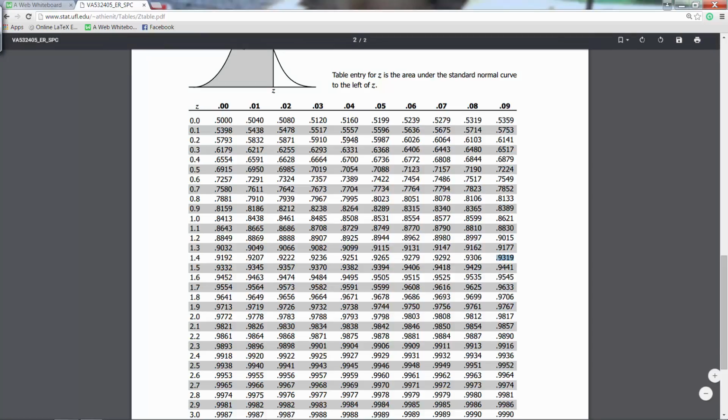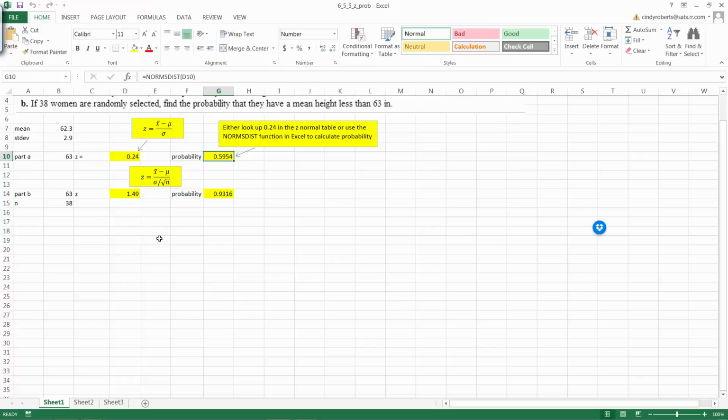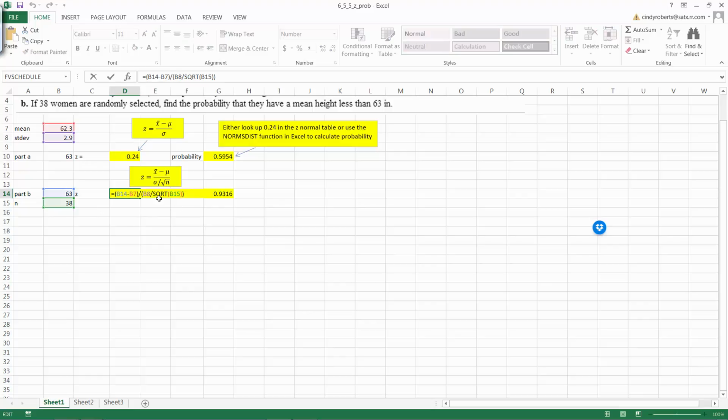And so if I go back to my Excel sheet, I did that here as well. You can see the only thing that changed in this formula is that I square rooted my sample size, and then used the same NORM.S.DIST to get my z value.